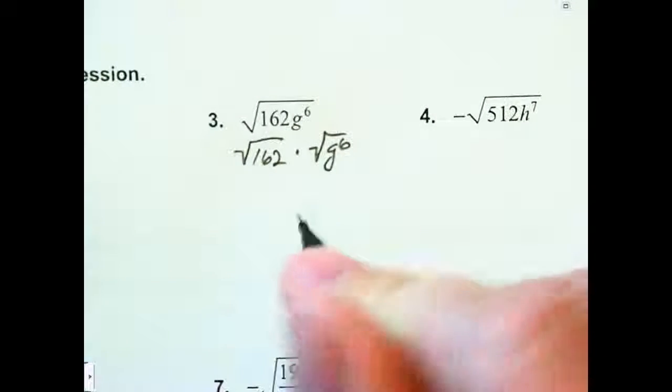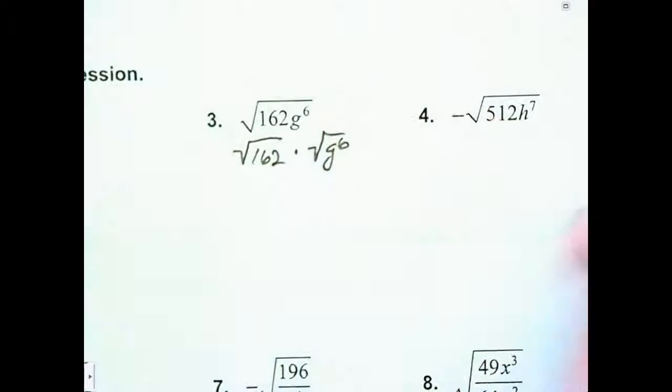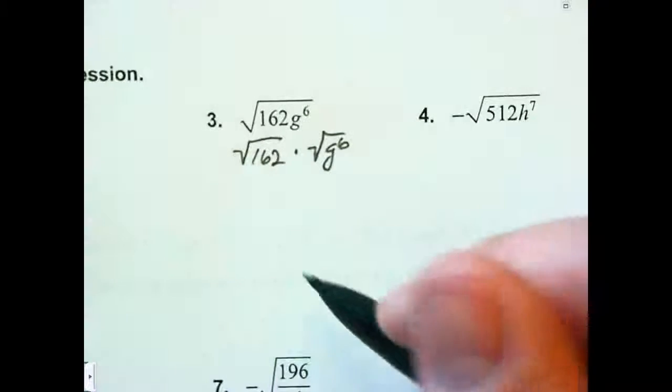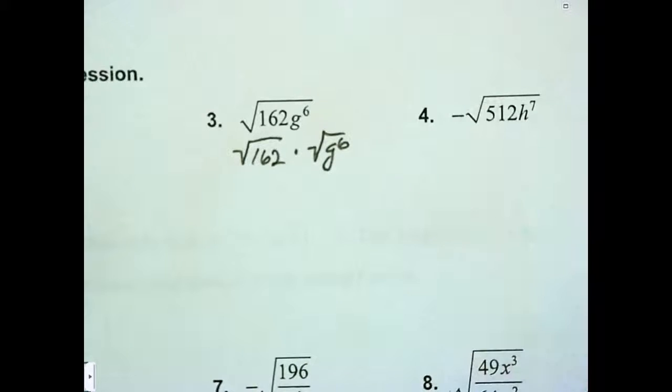Root 162. If I try 4, does 4 go into it? For those of you that want the quick shortcut to know if 4 goes into something, if you cut it in half evenly twice. So if I cut 162 in half once, it's 81. I can't cut it in half again. So 4 doesn't go into it.